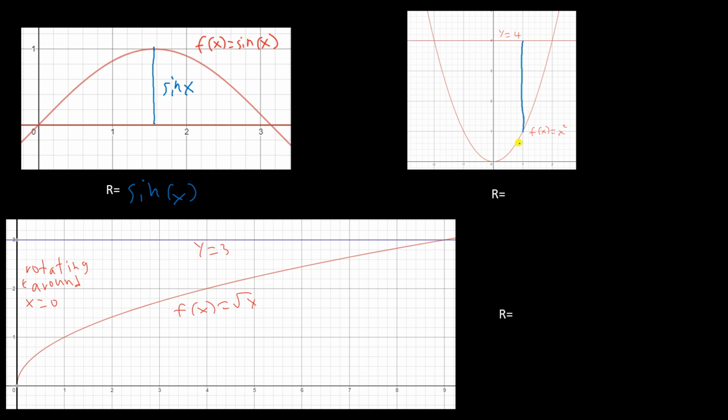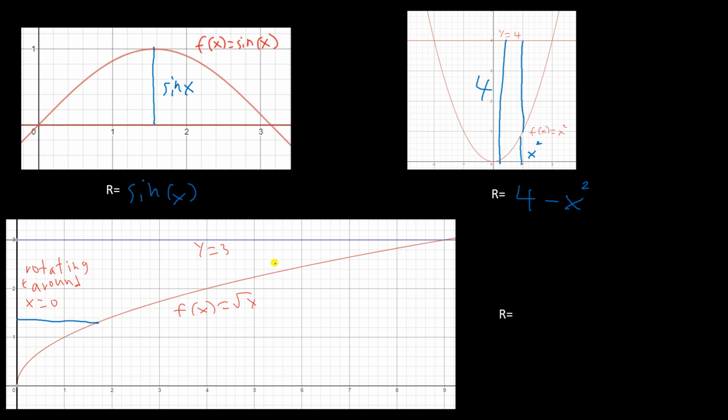Since this distance is extra, this x squared part is extra, the radius will be the total distance 4 minus the unnecessary distance x squared to give the radius of 4 minus x squared. For the bottom graph, notice we're now rotating around the y-axis. If we were solving this, we'd have to rewrite the equations to solve for x, use the y endpoints, and so on. But for the radius, it's going to be this distance.